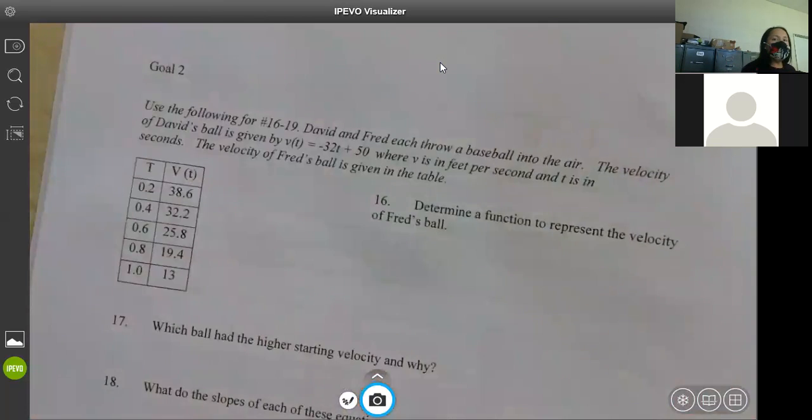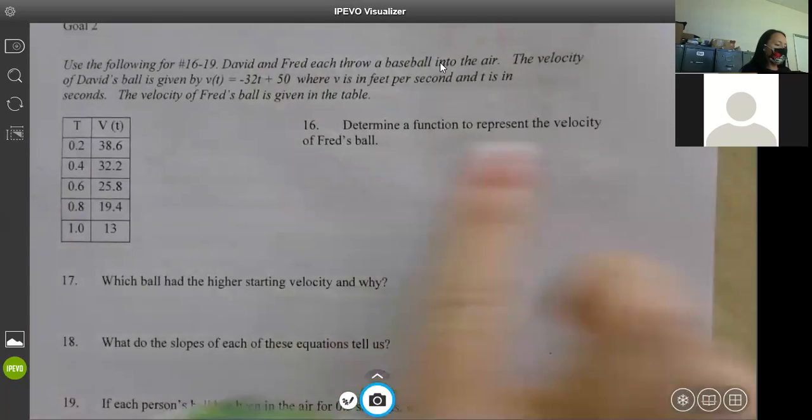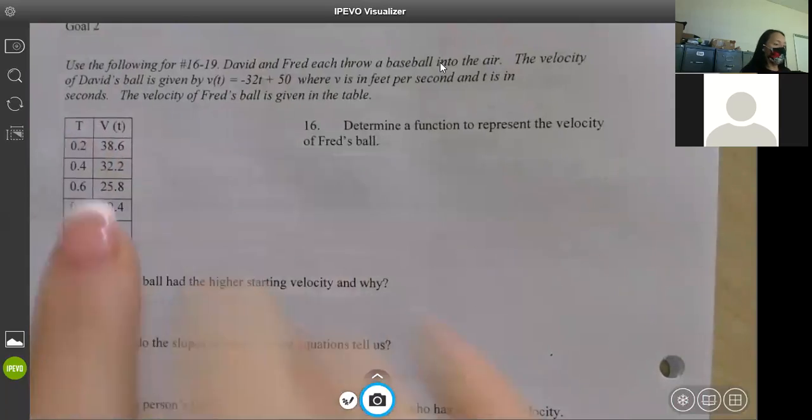Thank you. All right, use the following for 16 through 19. David and Fred each throw a baseball into the air. This is what we did yesterday in class. The velocity of David's ball is given by this equation, negative 32t plus 50, where v is in feet per second and t is in seconds. The velocity of Fred's ball is in the table. Determine a function to represent the velocity of Fred's ball. So how do we get a function from this? We've been doing it all day.